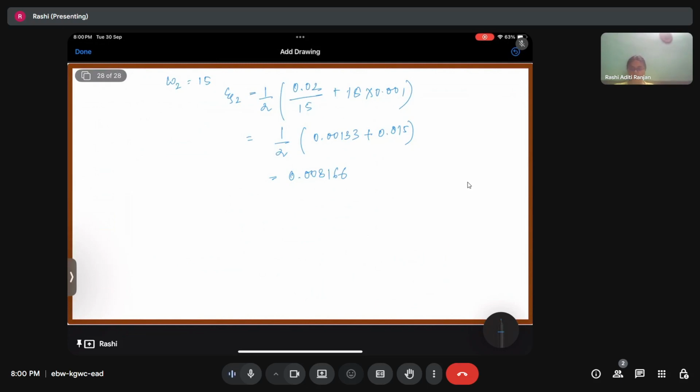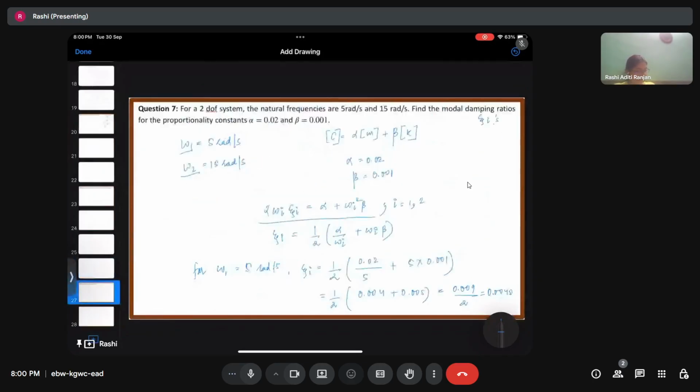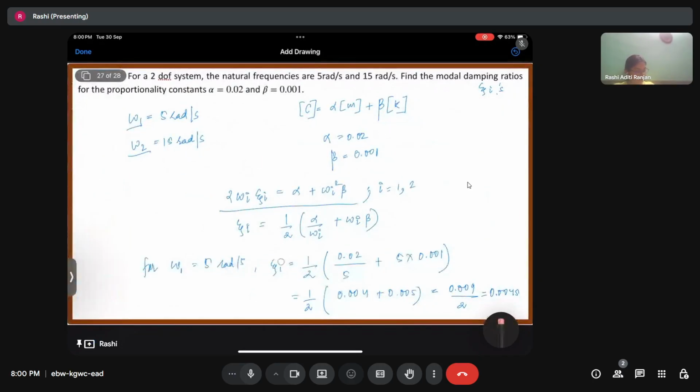So if you look closely, for more omega 2, the eta 2 is also more, isn't it? However, if you look into the equation, eta i depends on both 1 by omega i and omega i. So there is always an optimum value. Alpha by omega i: the more the value of omega i, this component becomes smaller and smaller. And beta into omega i: the more the omega i, this element is going to be more and more. So it is basically the summation of these two values.